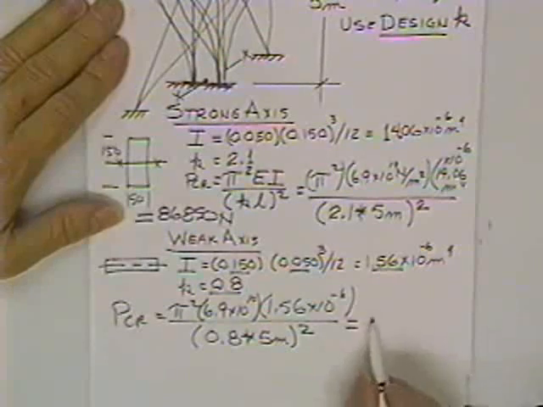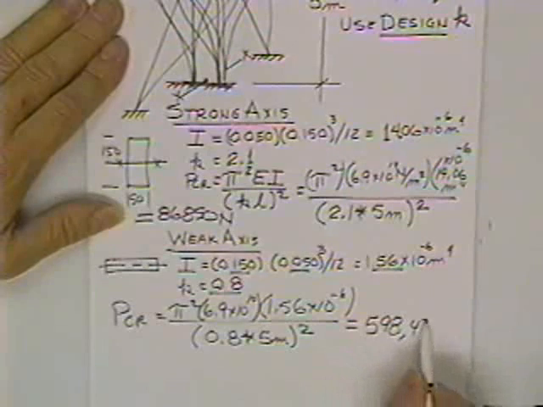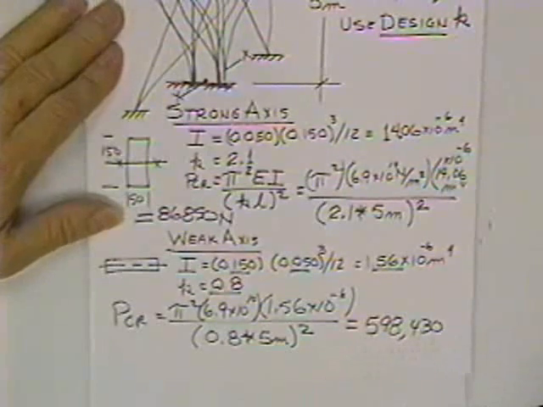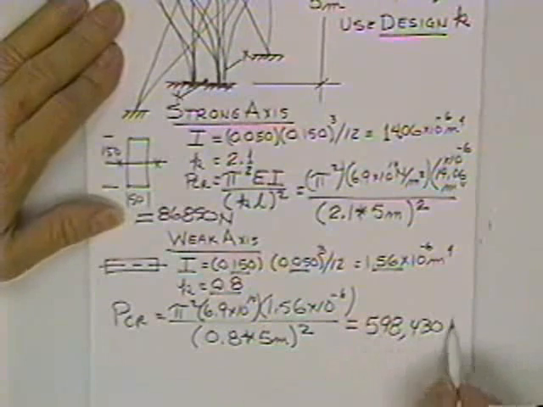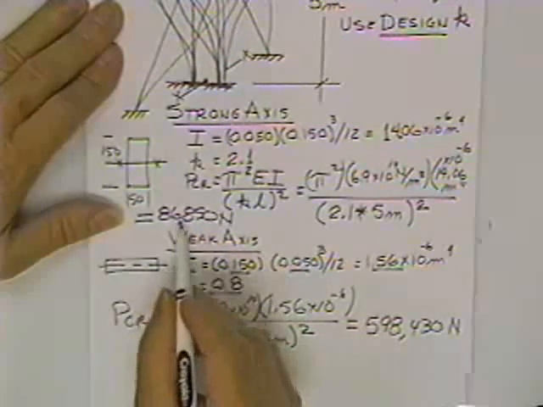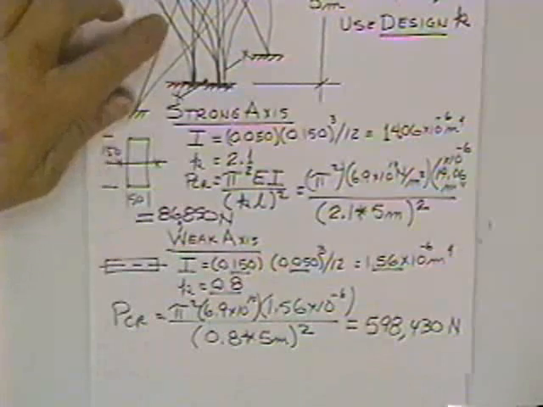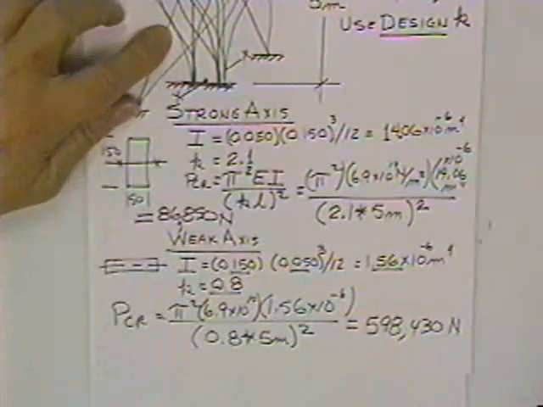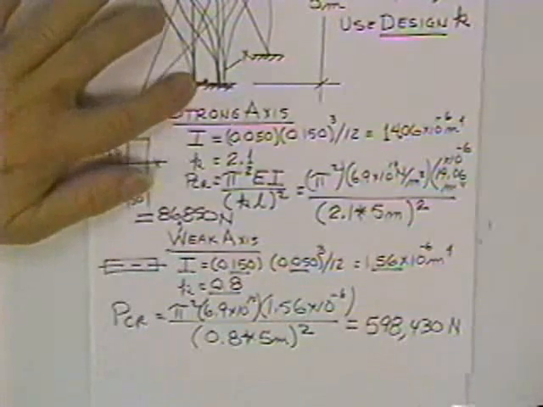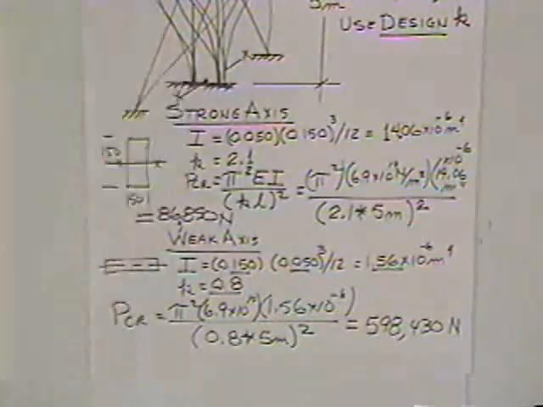How much? 598,430. Now we're not guaranteeing these numbers. If you crank them out, you may get something else. But if that's right, if we hadn't made a mistake somewhere here, then it will buckle about the strong axis. In other words, the wire prevents it from buckling about its weak axis, so they did help. They're worth the money. But now it buckles about the strong axis.